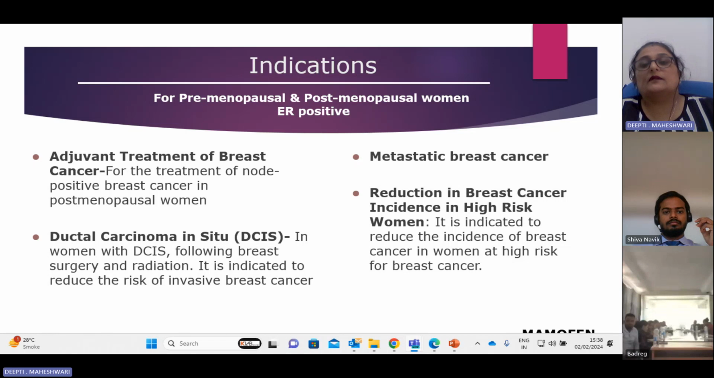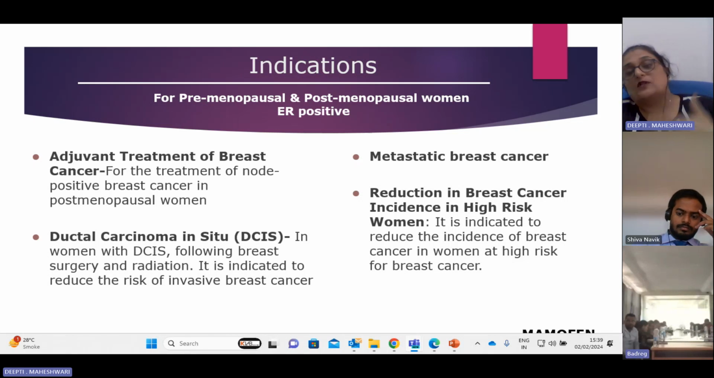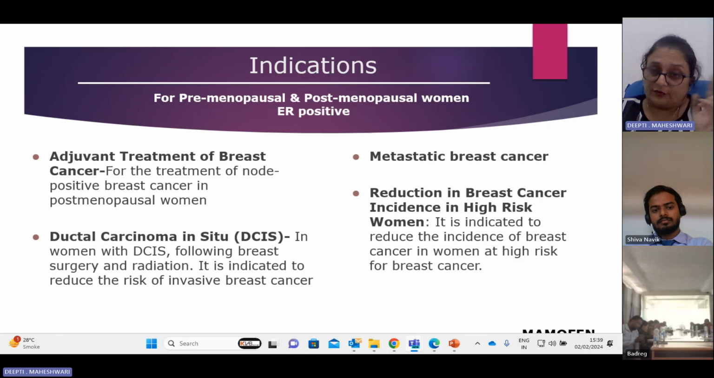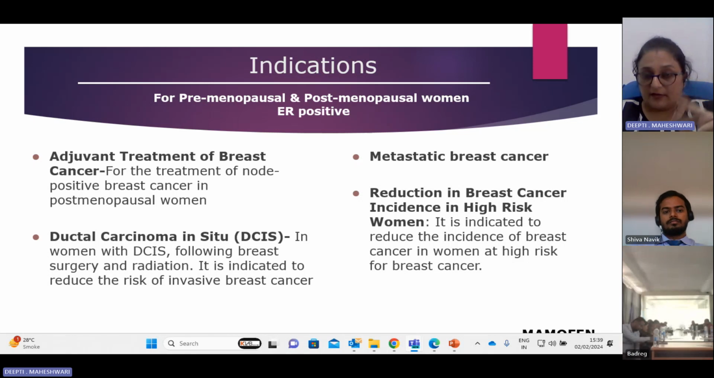Women who have taken some or the other hormonal therapy, or women who are overweight. Okay, because if the female's weight is very high, the chance that the female can get breast cancer also increases, right? Or if the female has had some breast cancer in the family, that means if the female's mother had breast cancer, or if any of her aunts or sisters had breast cancer, then the chances that this female can get breast cancer are also high. So to reduce breast cancer incidence in high risk women also, tamoxifen can be given. So that is the beauty of this drug.